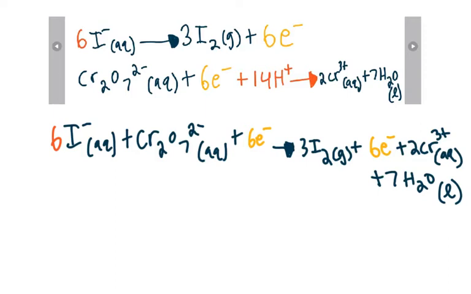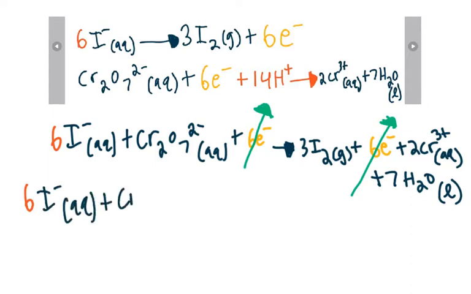Now that we have this, one thing we notice right off the bat is that we have 6 electrons here and 6 electrons here. Now in a regular equation, if you brought the 6 electrons to this side of the equation, you would be subtracting these 6 electrons. So right off the bat, we can just get rid of these 6 electrons, right? Because they're common to both sides of the equation. So what we're going to be left with is, again, 6 iodide ions plus a dichromate anion. The 6 electrons are gone, right?